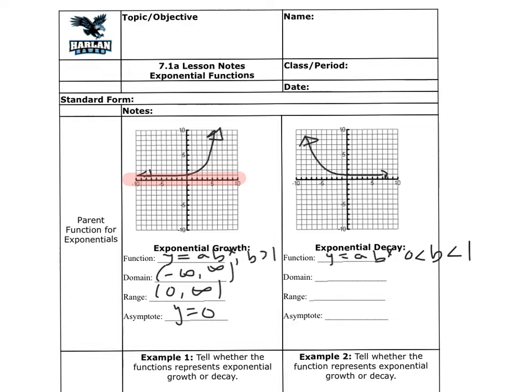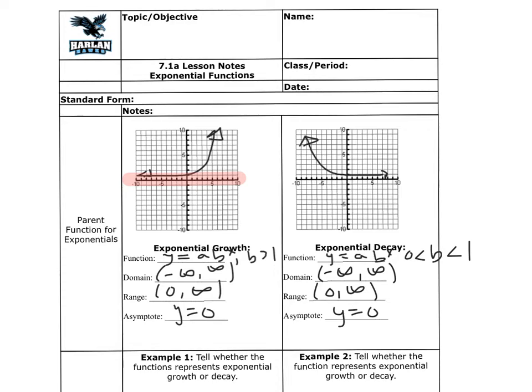Now, the domain is the same, and so we have negative infinity to positive infinity. The range is the same. It's going to be from 0 to infinity. And then the asymptote is the same, y equals 0. Okay? Now, that right there is the standard form for the exponential growth and then the exponential decay.